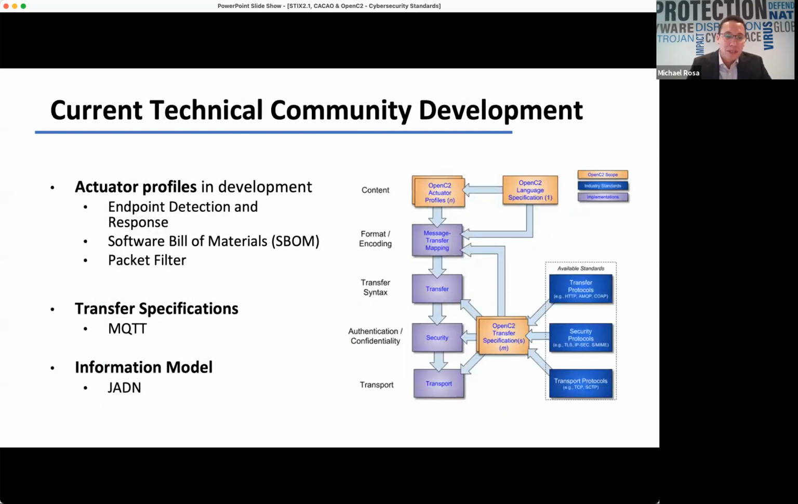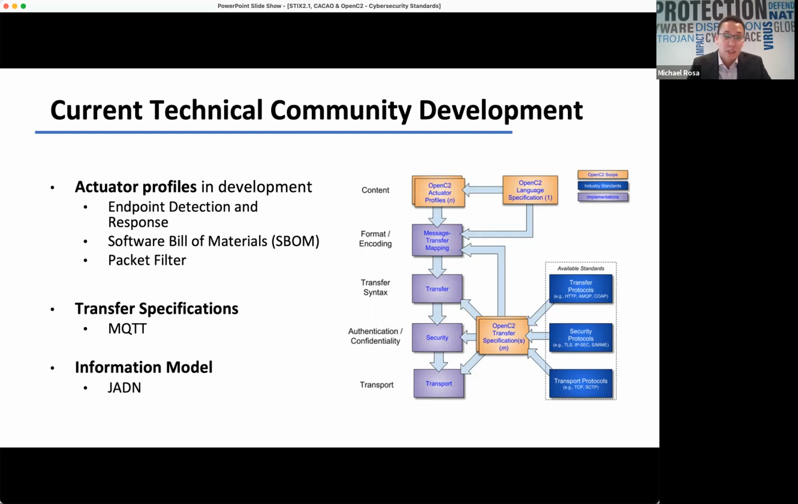So here I wanted to just showcase some of the current technical community development that's been going on in OpenC2, because I think it really showcases not only how modular OpenC2 is, but where some of the efforts are. Because at the end of the day, we're defining use cases and then trying to build actuator profiles to those common use cases that we see out there day-to-day. Some of these efforts that are ongoing are not the only ones listed today, but there's more. So we have the endpoint detection and response, we have software bills of material, and then we have an update to the packet filtering specification that's already out there.